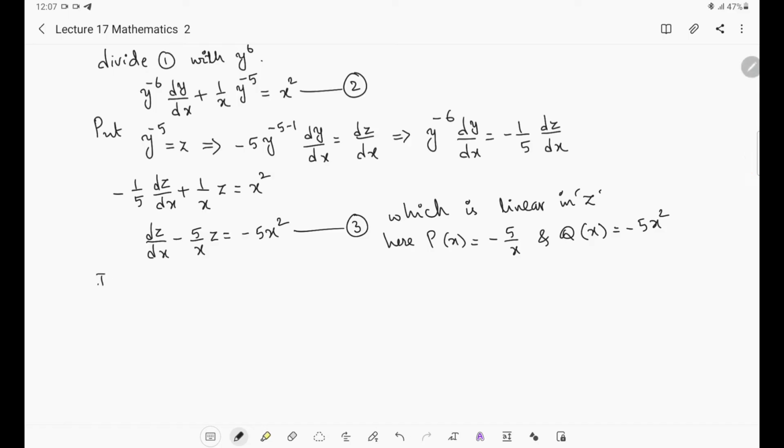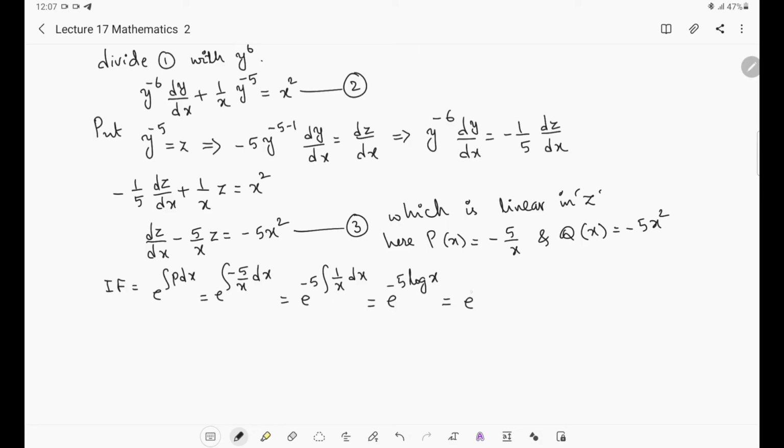What we have to do, we have to find the integrating factor, which is e power integral p dx. So this is equal to e power integral, what is p now? p is minus 5 by x, minus 5 by x into dx. This is equal to e power minus 5 can be taken out, 1 by x will remain. Now integration of 1 by x is log x, right? e power minus 5 log x.